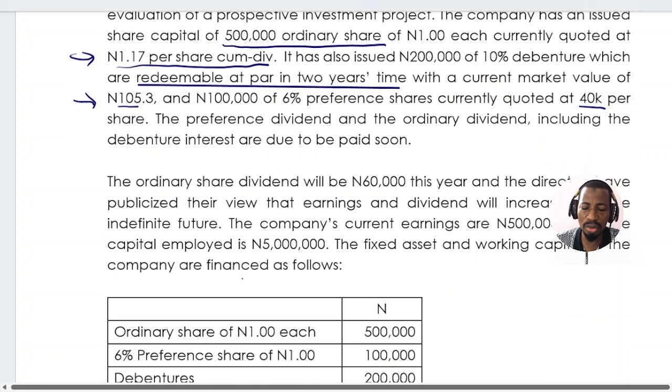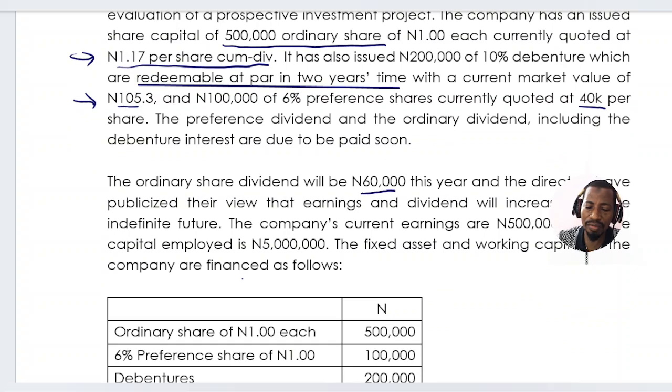The ordinary dividend will be 60,000 naira. So the total value of the dividend is 60,000 this year, and the directors have publicized their view that earnings and dividend will increase into the indefinite future. So that means there will be growth, because we are told that dividend will increase into the indefinite future. The company's current earnings are 500,000 naira, while the capital employed is 5 million naira. So the examiner has given information on earnings and capital employed, which means I need to calculate the growth rate using the Gordon growth model.